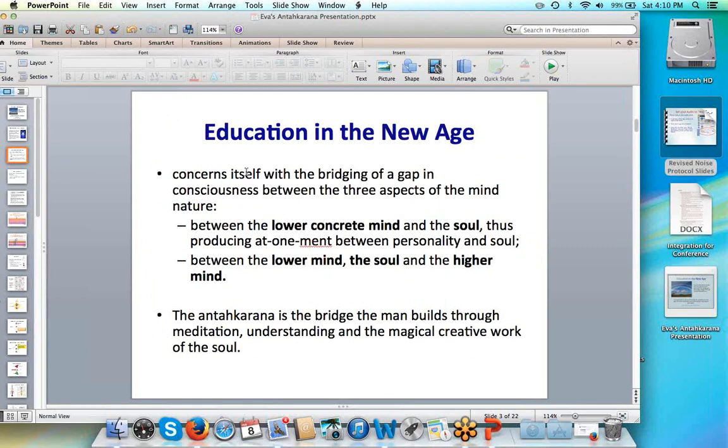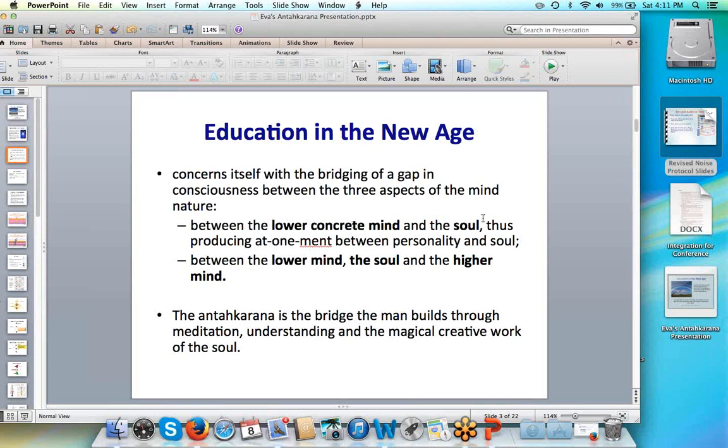So we have our lower concrete mind, which is the part of us that does all our thinking and our analyzing. It is the part that we connect to on an everyday basis. That's the lower concrete mind. So it bridges between the lower concrete mind and the soul.